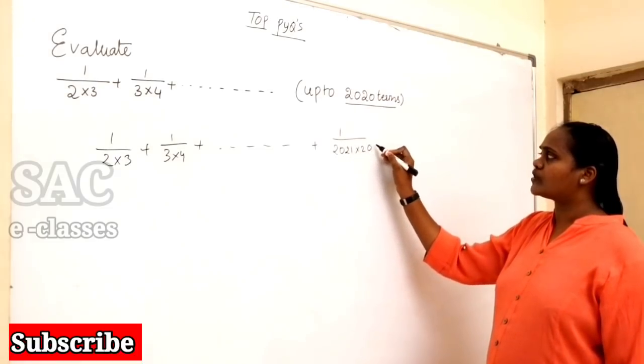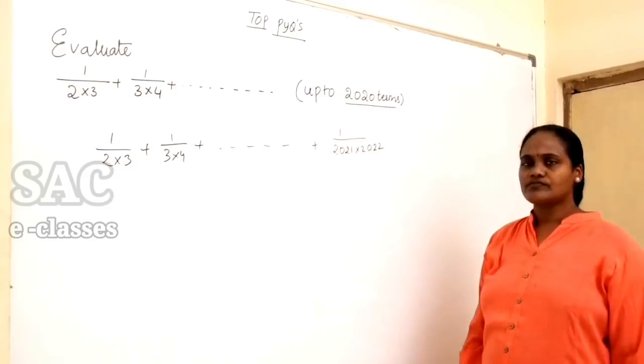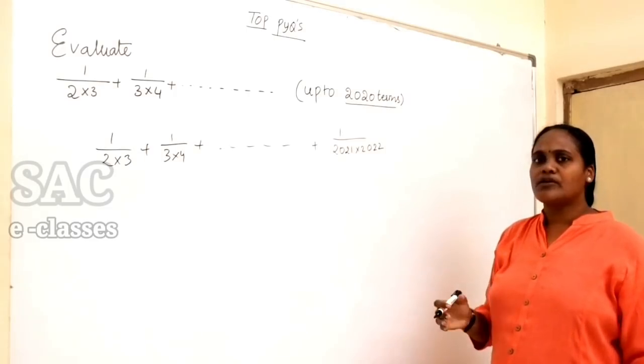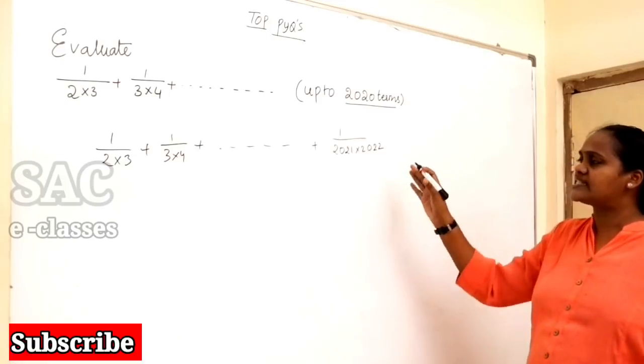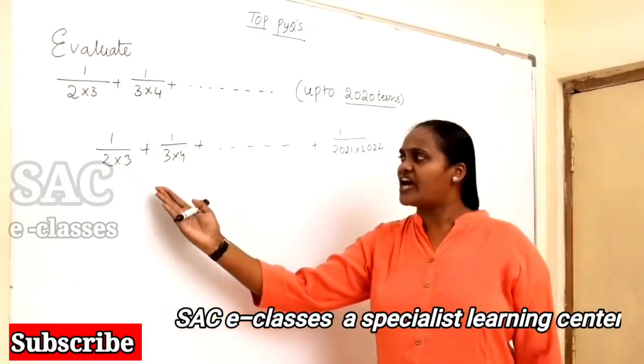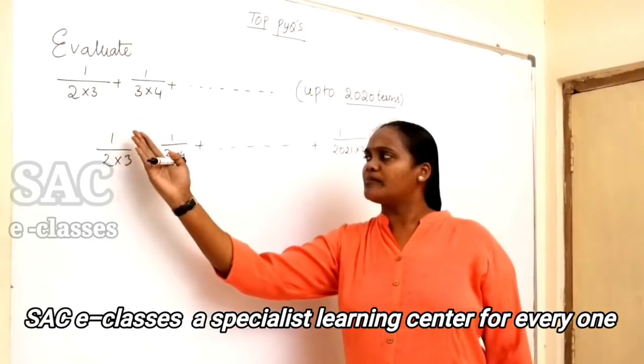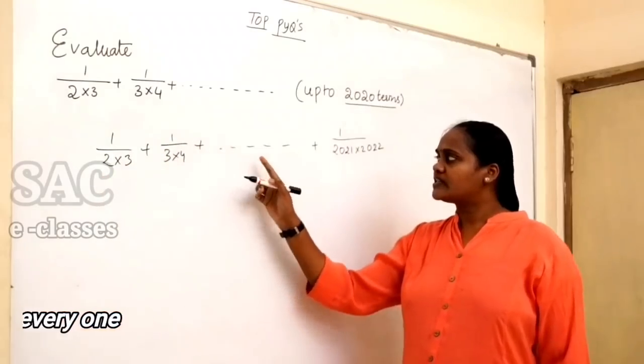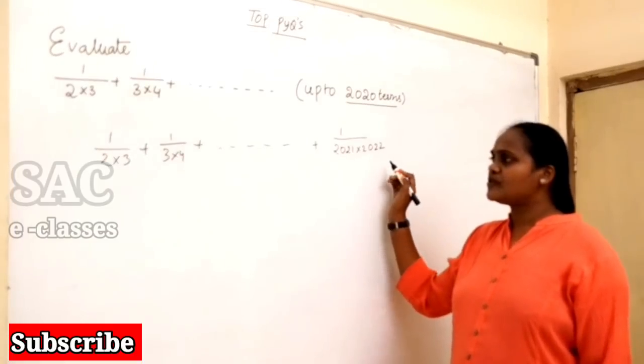2021 into 2022. Okay, we guessed the last term. But what is the use of just guessing the last term? Because these values are very large. 1 by 2 into 3, 1 by 3 into 4. Like that, if you observe, LCM you cannot do.